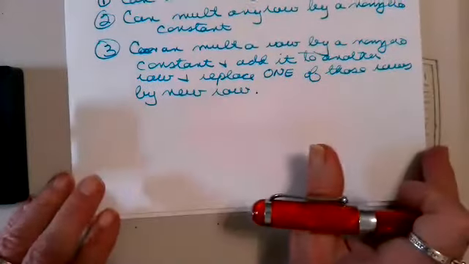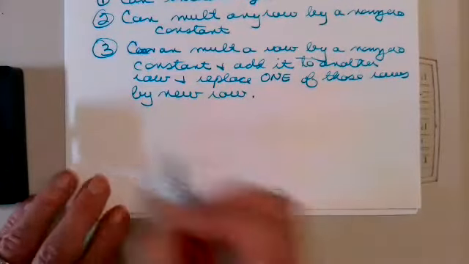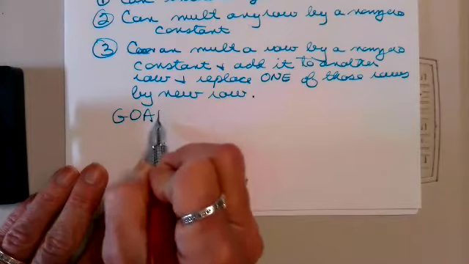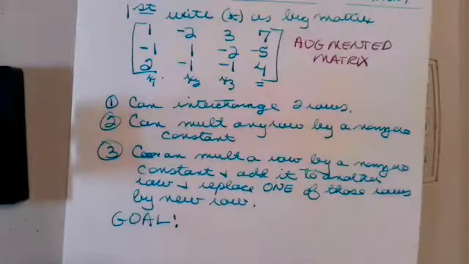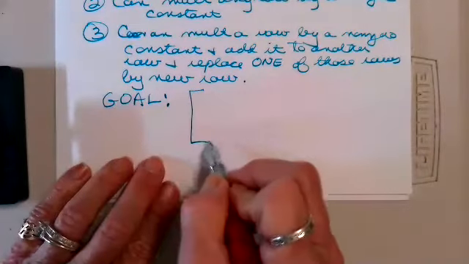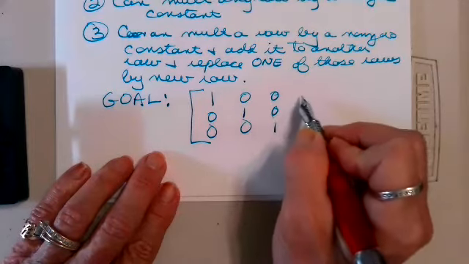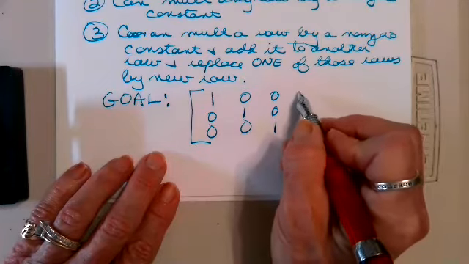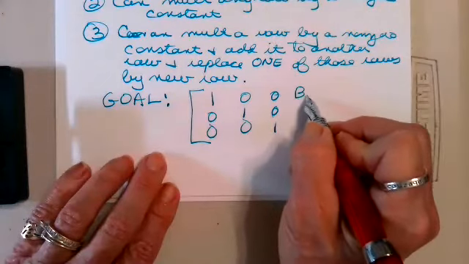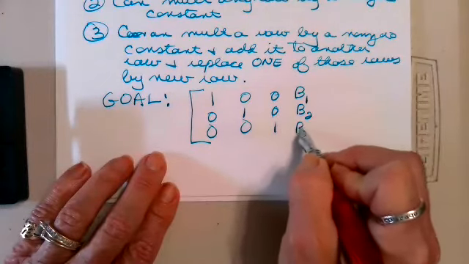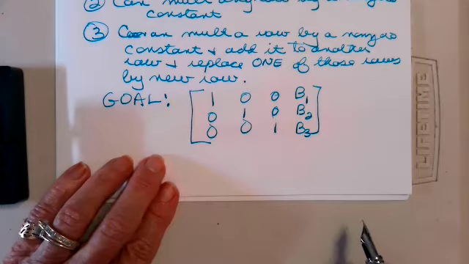Okay, so let's see this method working. Well, first of all, what's our goal? The goal is to use these row operations to go from this big augmented matrix to a matrix that looks like 1, 0, 0, 0, 1, 0, 0, 0, 1. And then we have numbers here. They're not the same numbers, surely, as the ones you started with, but let's say B1, B2, B3. Okay. Why would that be the goal?